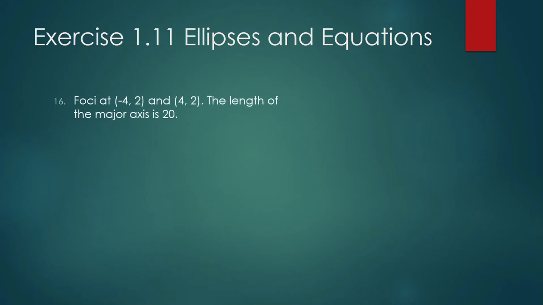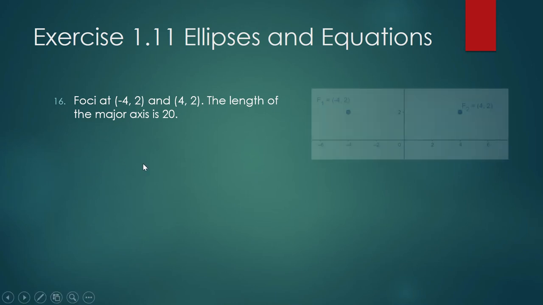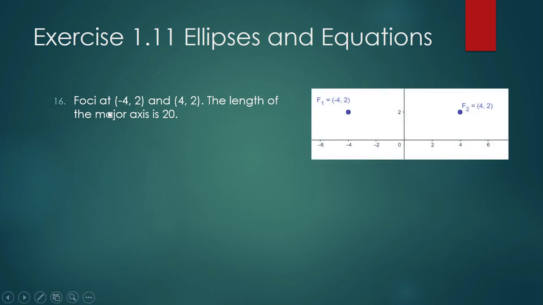Let us do number 16. The foci are at negative 4, 2, and another one at 4, 2. The length of the major axis is 20. Okay, so this one, the length of the major axis is 20. That's a major giveaway because right away we know that 2a is 20. But what about the center?